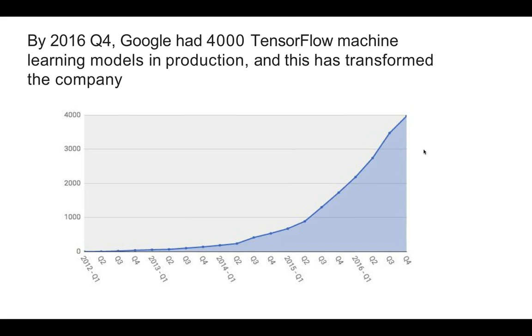And this slide shows how important machine learning is at Google. By 2016 Q4, Google had deployed 4,000 TensorFlow machine learning models in production, and they said it has transformed the way they do business.